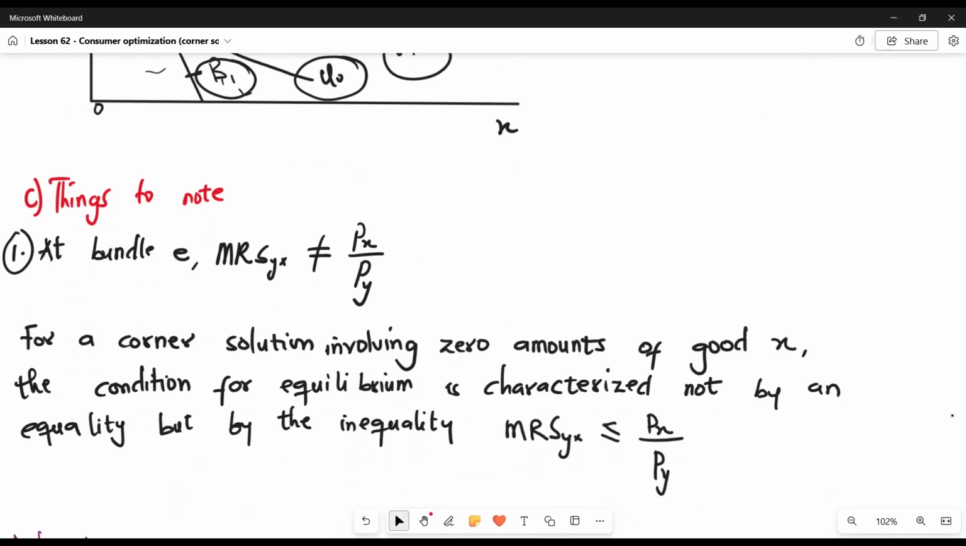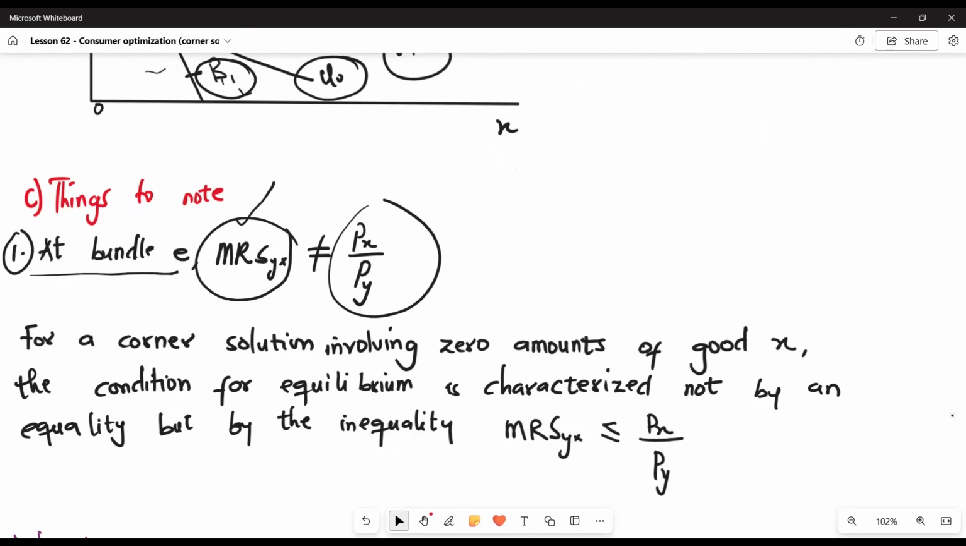The first thing to note is that at bundle E, the marginal rate of substitution is not equal to the price ratio. Now, when we were looking at interior solution, we saw that because the budget line and the indifference curve are tangent at the point of equilibrium, at that equilibrium point, the slopes of the two curves are equal. Now, we mentioned that this is not always the case, and especially for corner solution. If we do not have an interior solution and we have a corner solution, then that condition does not hold. The slopes of the two curves are not equal.